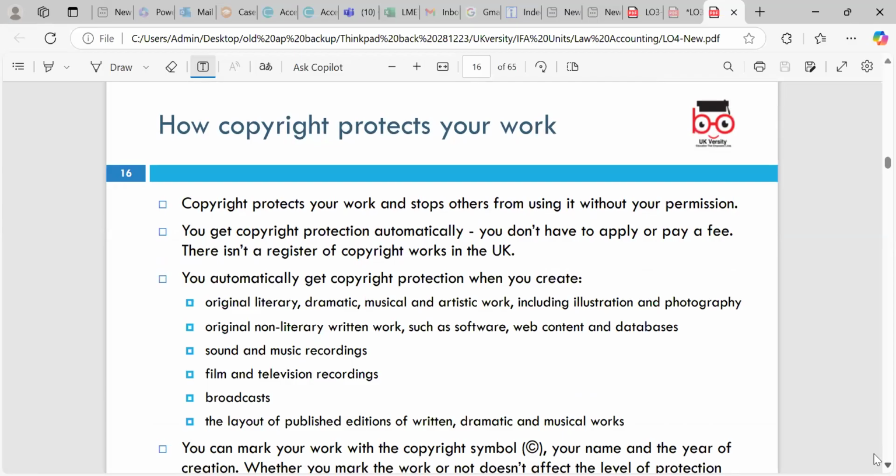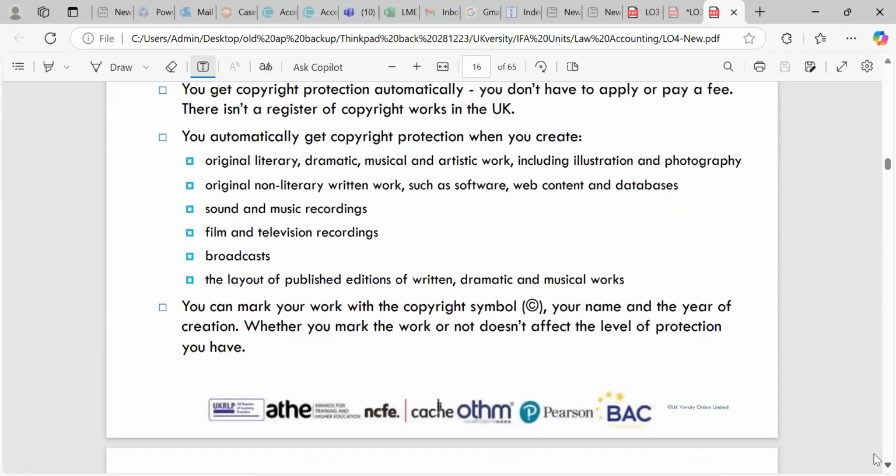If you're not giving permission and they are using it, it can go wrong, even on YouTube with a video. If you are saying it's yours but it's actually someone else's, even people doing PhDs and others, the content they create, sound and music recording and film, that is huge. Of course you can mark your work with the copyright symbol. Yes, we can use the C, your name and the year of creation, and whether you mark the work or not doesn't affect the level of protection you have.